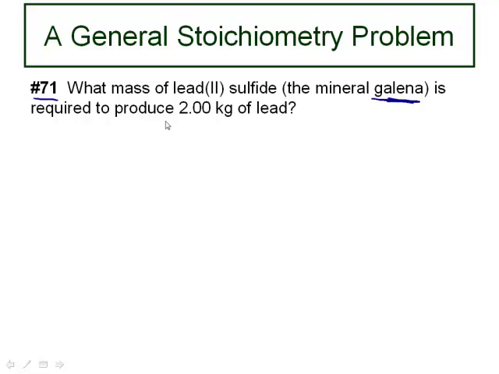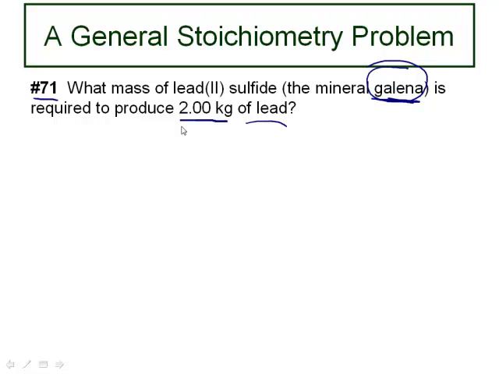...is required to produce 2 kilograms of lead, okay? Galena is an ore of lead, and as you probably know, most free metals are refined from some mineral, some chemical compound where we have to isolate the free metal. So we're going to do a stoichiometry problem here and figure out how much of this substance, lead-2 sulfide, I need to make 2 kilograms of lead, okay?